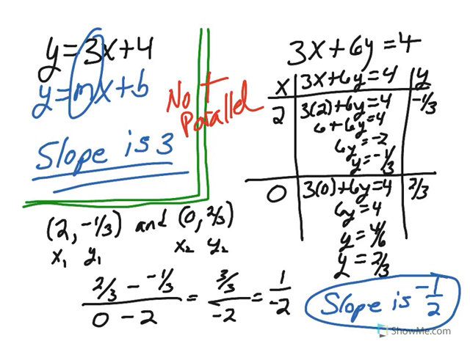You can see that the slope of the first line is 3, and the slope of the second line is -1/2. Therefore, the 2 lines are not parallel because the slopes are not the same. Please pause the video and copy this into your notes.